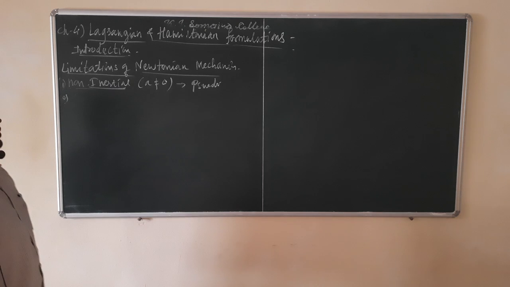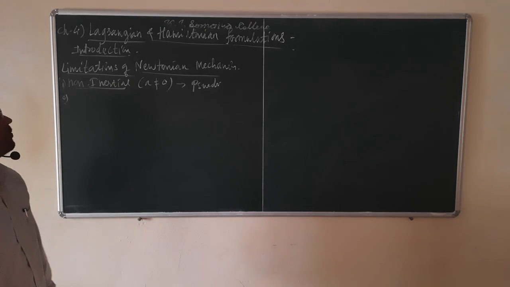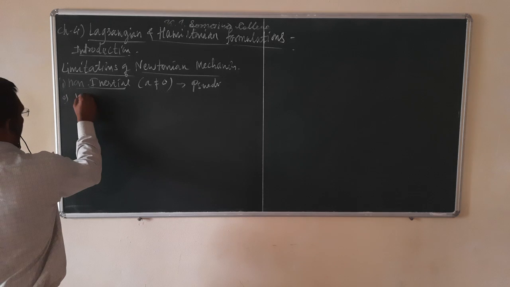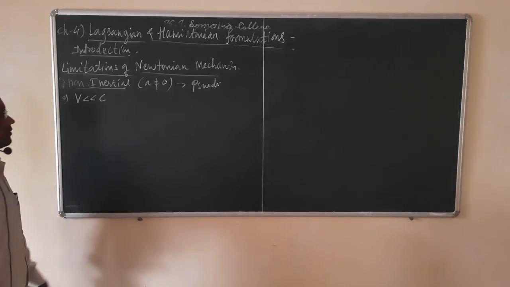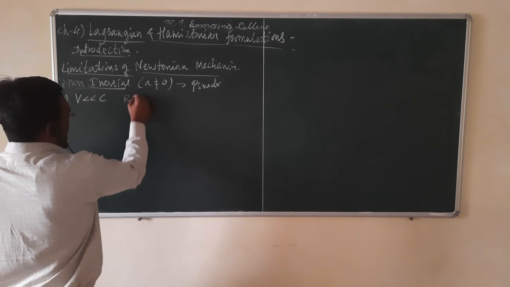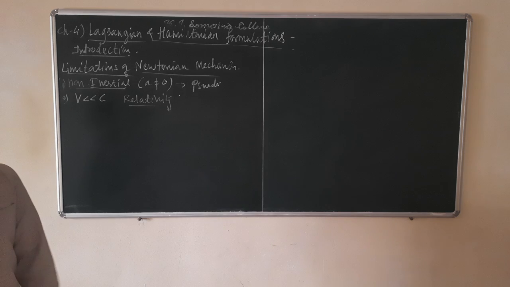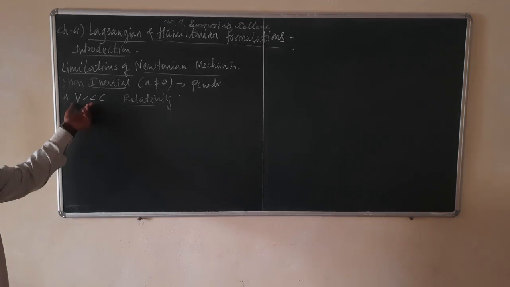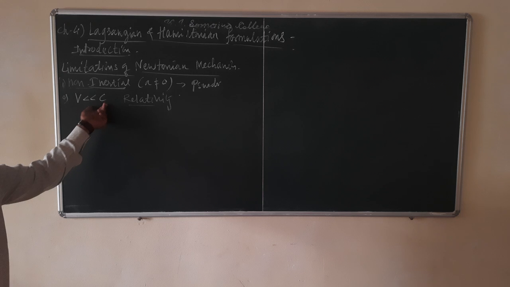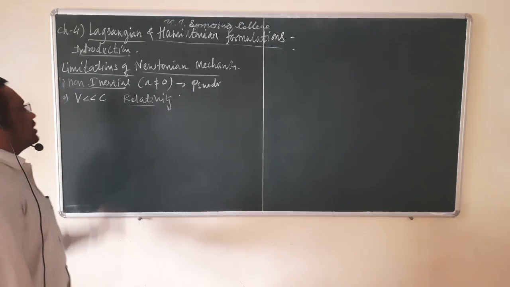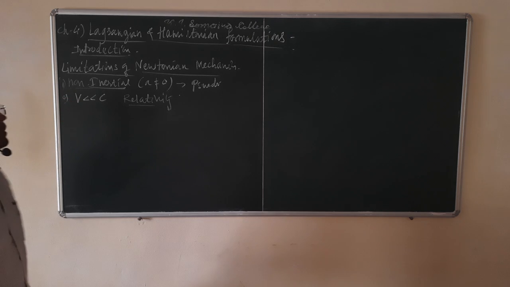Another limitation, limitation number 2, is that Newtonian mechanics is applicable only for velocities which are very much less than c. Here relativity comes into the picture. Newtonian mechanics is not applicable for particles which are moving with the velocity of light. For such particles we have to apply relativistic calculations, so Newton's laws of motion are not applied for them.